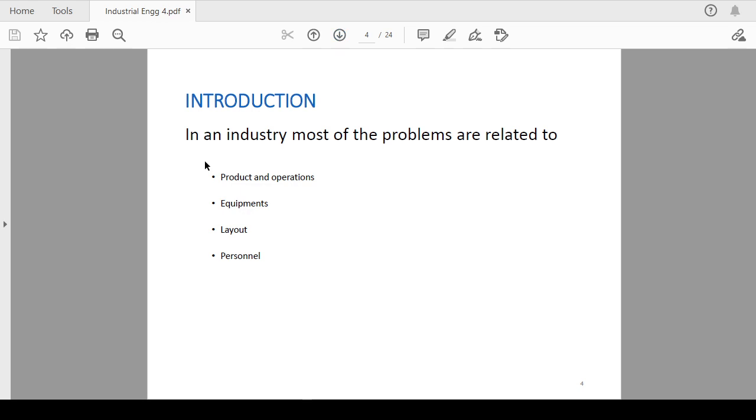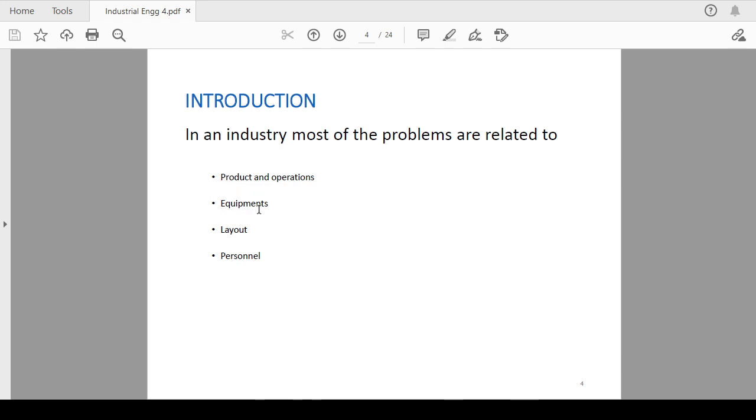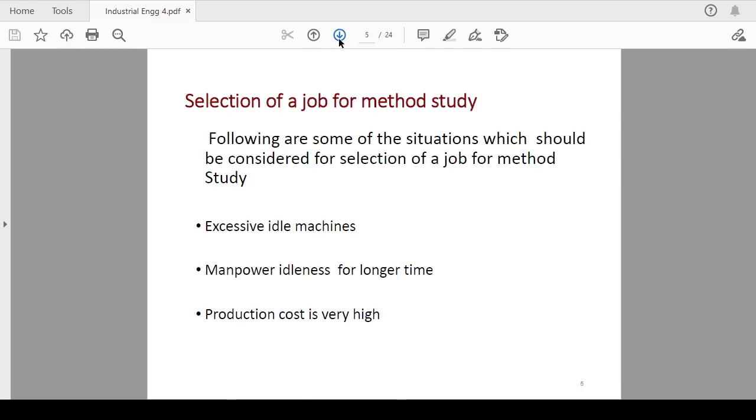So basically in an industry most of the problems are related to these five categories: product and operations, equipment, layout and personnel. So what are those problems which must be rectified or eliminated from the production system, that we will see.